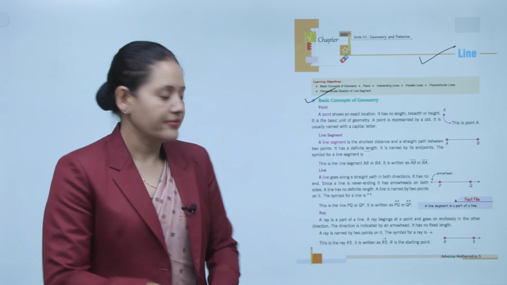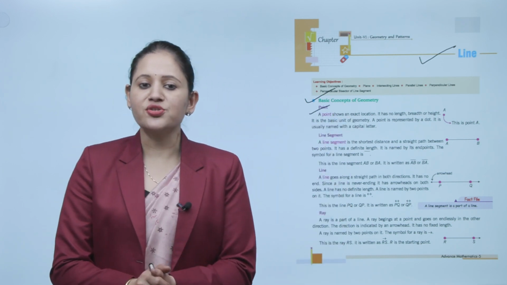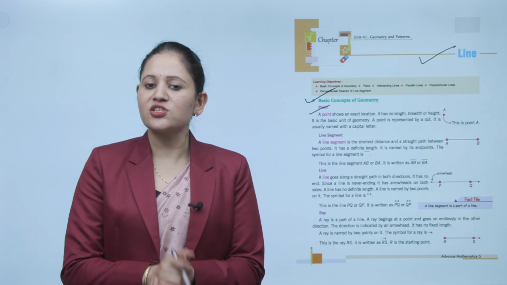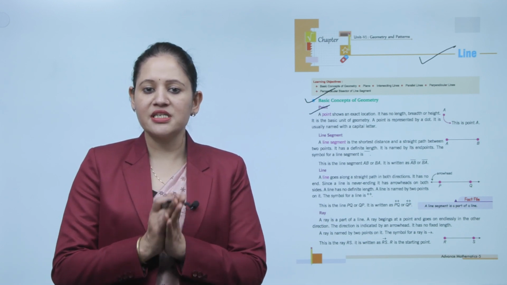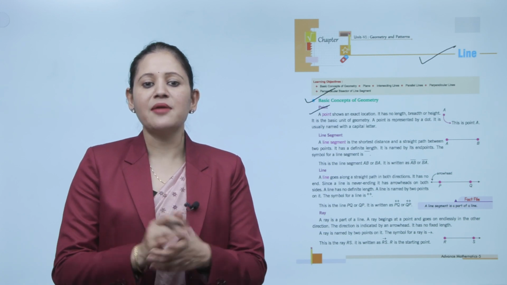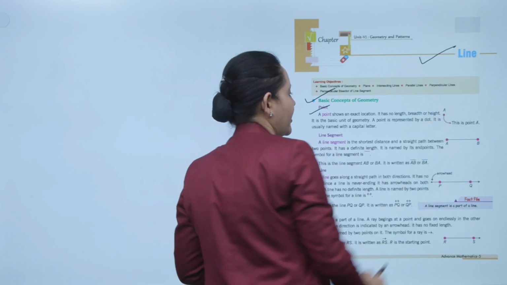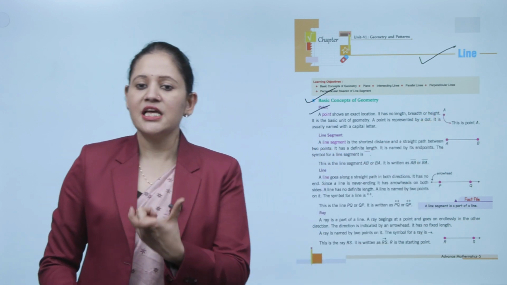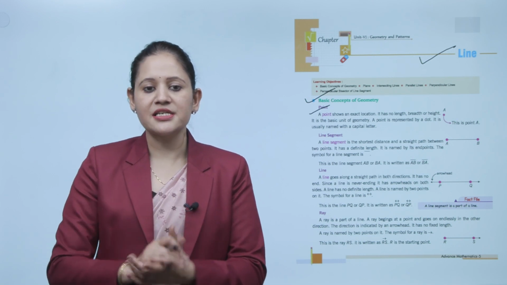First is point. A point shows an exact location. It has no length, breadth or height. It is the basic unit of geometry. The point is represented by a dot. It is usually named with the capital letter. Here, that is point A. It will show us exact location of something. It is always denoted by the capital letter.